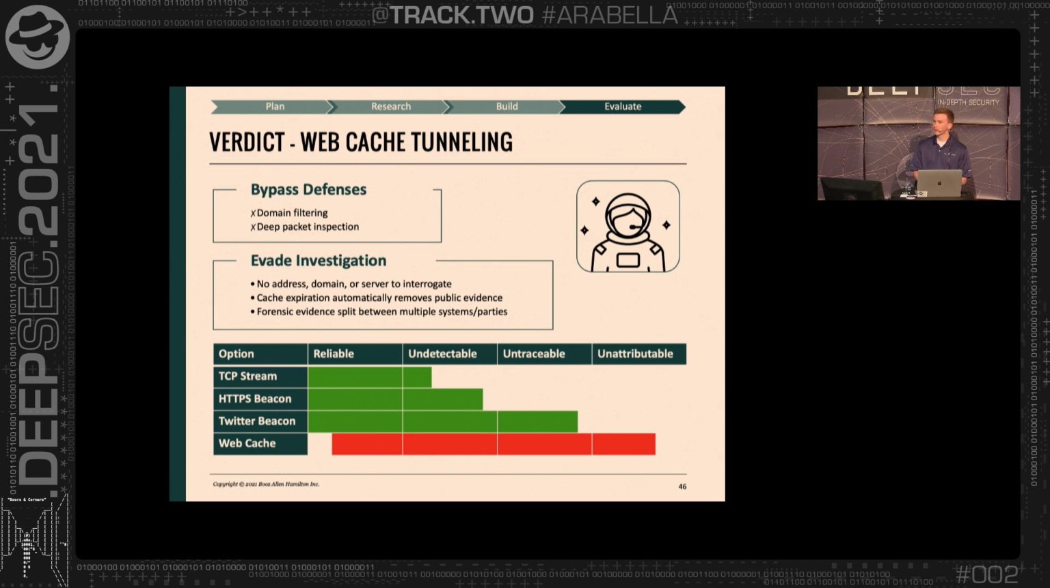Cache expires content automatically, cleaning our tracks from public view. And even if authorities get involved, forensic evidence is not only split between multiple systems or even multiple companies, but the evidence left there is likely coming from a Tor exit node, and that's all. So you can tell at the expense of a bit of reliability, this technique is severely more covert and dangerous. So they're happy with our result, and then they immediately fire us.